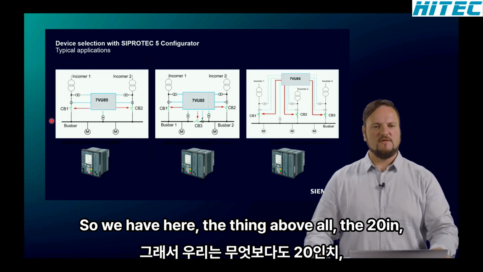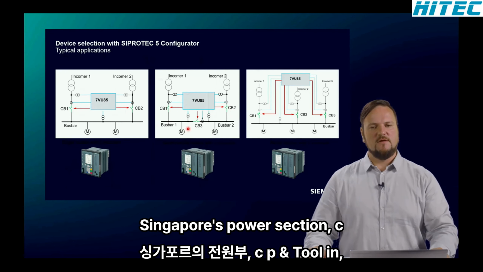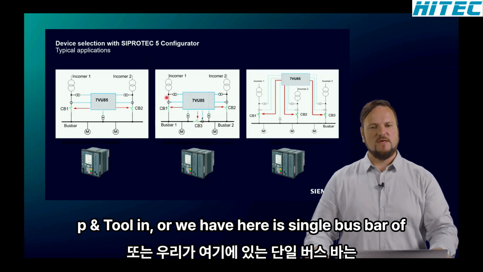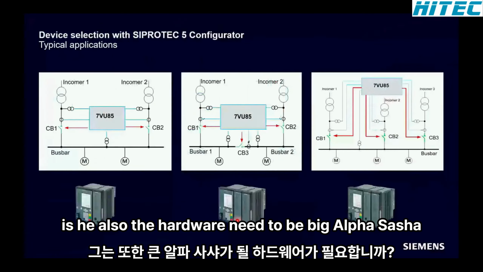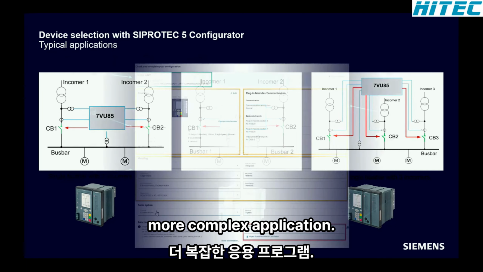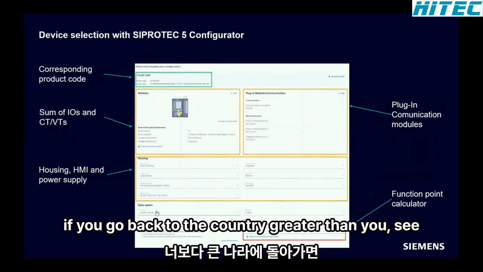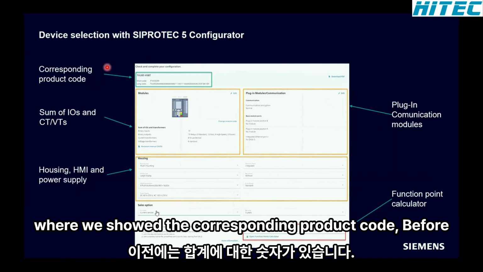So we have here the single busbar with 2 incomers. We have here a single busbar with an intersection CP and 2 incomers, or we have here a single busbar with 3 different incomers. And you see also the hardware needs to be bigger for such a more complex application. If we go back to the configurator, then you see here that page where we show the corresponding product code.